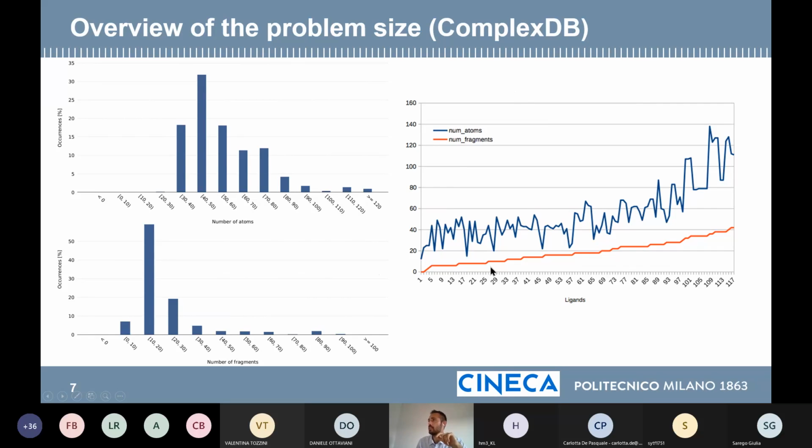Then if you look at the plot on the right, these are the ligands, the molecules that we analyzed, for which we calculated the optimal unfolding. They are sorted by increasing number of fragments. And this is how the number of atoms varies with increasing fragments.